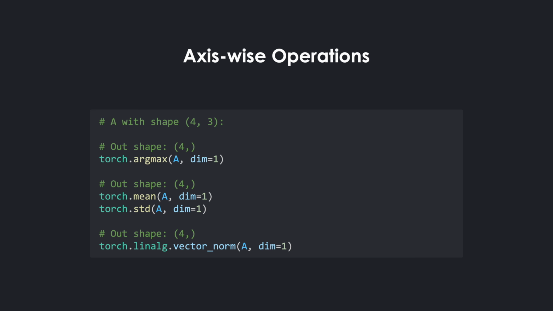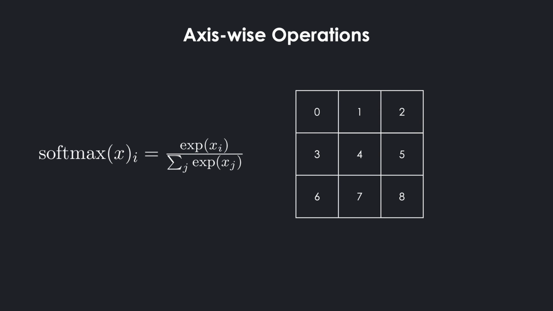All of these examples are reducing. That means that the dimension you specified as dim will be missing in the output shape. You can set the parameter keepdim=True to keep it as a 1 dimension. This can be really useful, for example, to allow for concatenation or broadcasting. There are also axis-wise operations that aren't reducing.